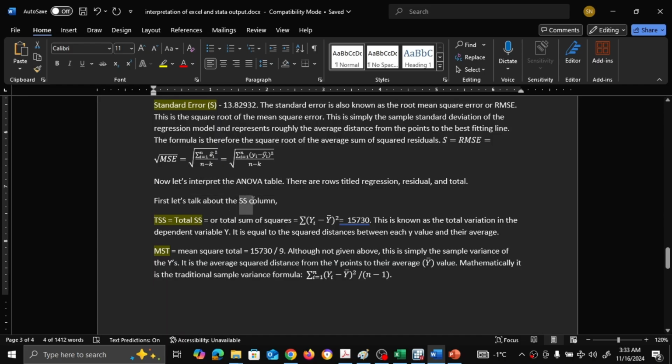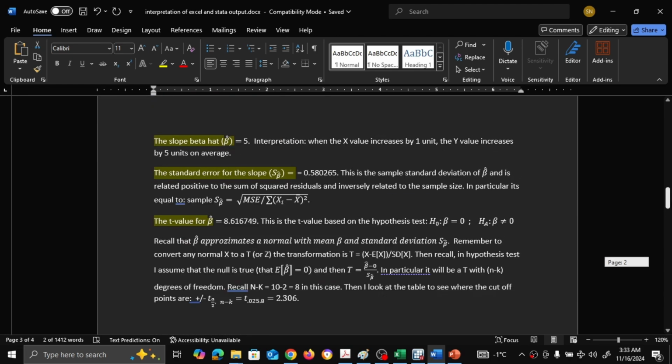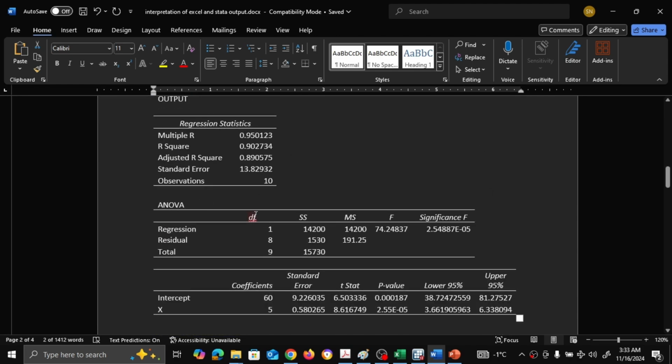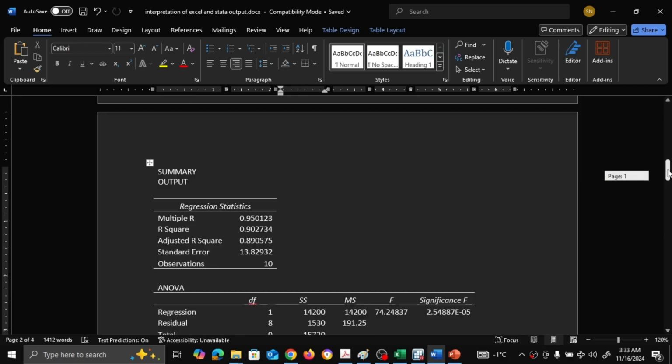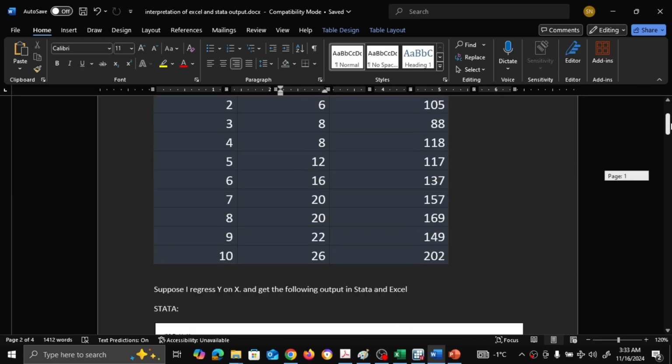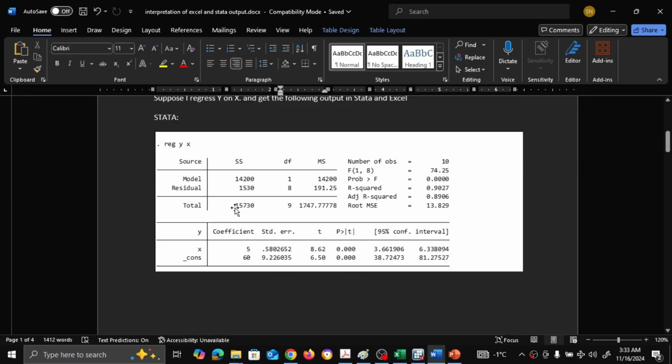Let's first talk about this SS. And what is this TSS, the total SS? So if I see here, I have this total. Do you see here? And the total, okay, it's 15730. This is the total sum of squares, it's called, okay? It's basically the sum. And if you go to the STATA, you also have it here, 15730. What is this? This is the total sum of squares.